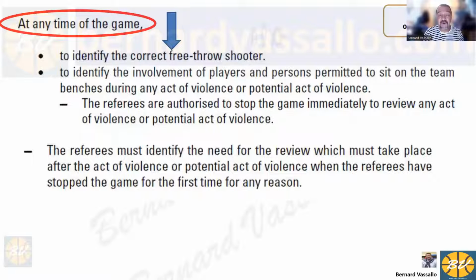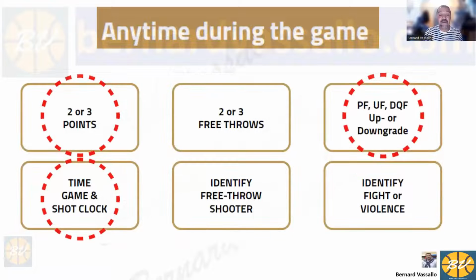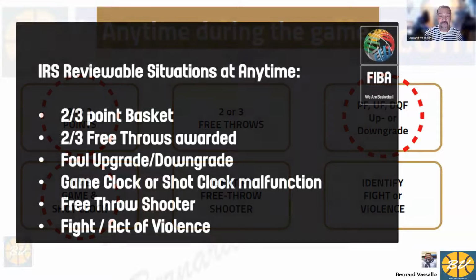And in the case of fighting or any acts of violence during any time of the game, the referees could stop the game immediately and review the play to see who was involved in the fighting incident or any acts of violence, so that the referees could take a clear decision in these situations. As you could see in front of you on the slides, we've got these situations that could be reviewed by the referees.